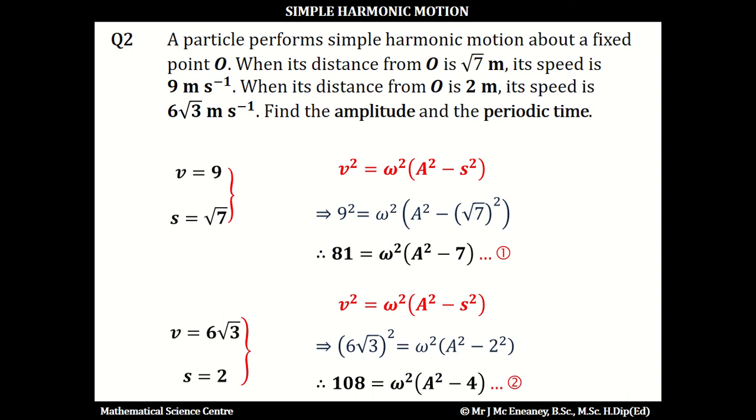So we have a system of two equations with two unknowns which we can solve simultaneously. If we want to get rid of the omega squared, we can divide equation 2 by equation number 1. On the left hand side, 108 over 81 breaks down as 4 over 3. Omega squareds cancel on the right hand side and you're just left with (a squared minus 4) all over (a squared minus 7). So if we cross multiply by the (a squared minus 7) and by the 3, we're left with 4 times (a squared minus 7) equals 3 times (a squared minus 4).